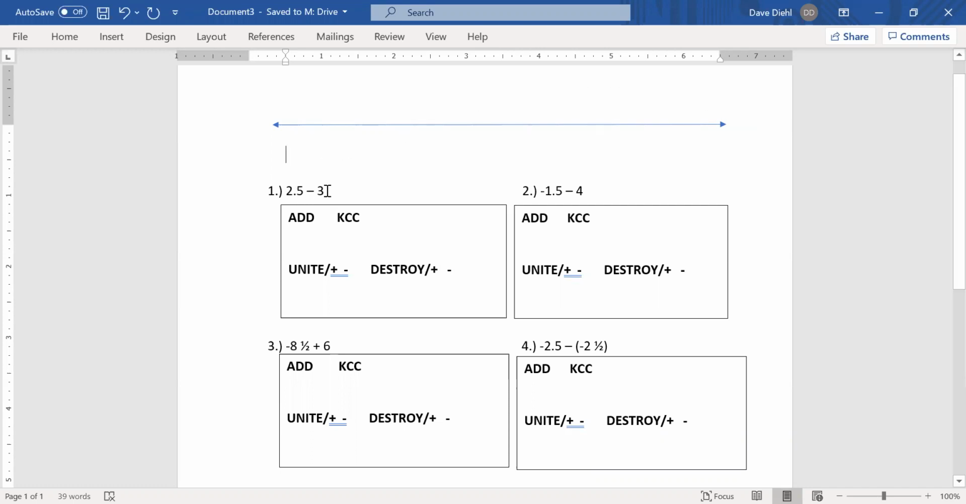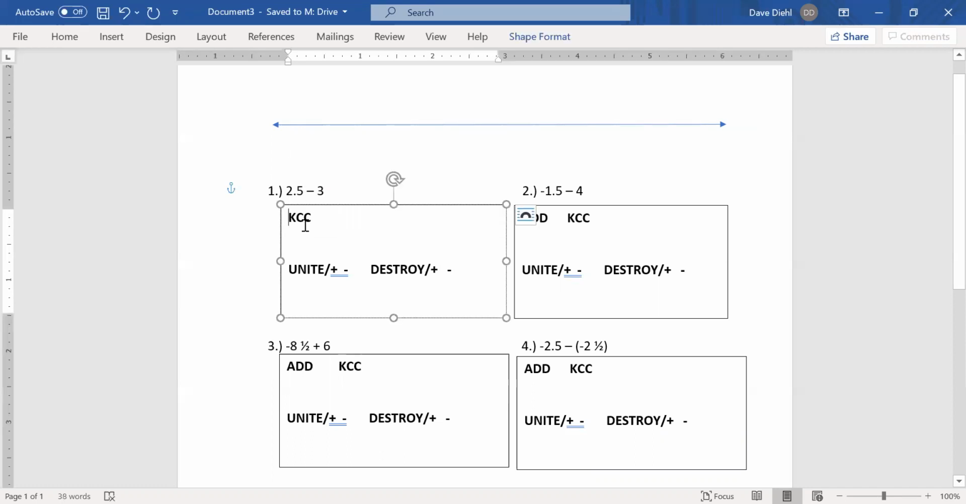Is that an addition problem or a KCC problem? It is KCC because it's a subtraction problem. How would you rewrite that using KCC? You would keep 2.5, change subtraction to addition, and change a positive 3 to a negative 3. Now, would this be a unite or destroy problem? It would be a destroy problem because these signs are different. Would this problem have a positive or negative answer in the end? It would have a negative answer because negative 3 has a slightly higher absolute value than 2.5.